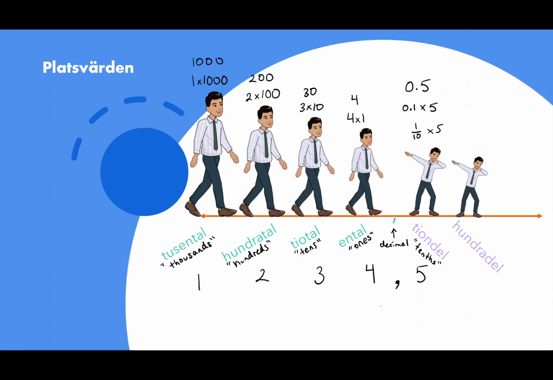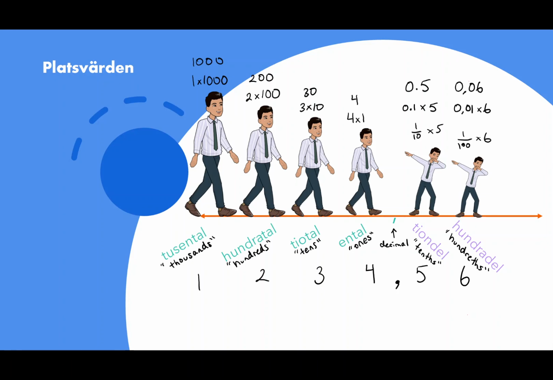When we move to the right, we have our hundradel. And in English, we say that's our hundredths. How many groups of hundredths do we have? If we have a 6 here, this is our hundradel. So we say that we have 6 hundredths. So if this is a hundredth, well, we have 6 of them now. We write this as a decimal. 0.01 is a hundredth. Well, we have 0.06 here.